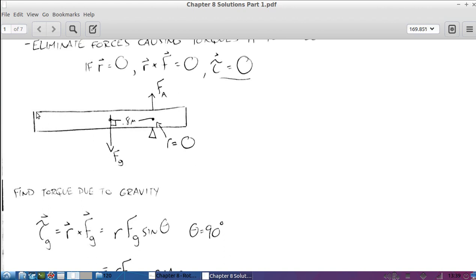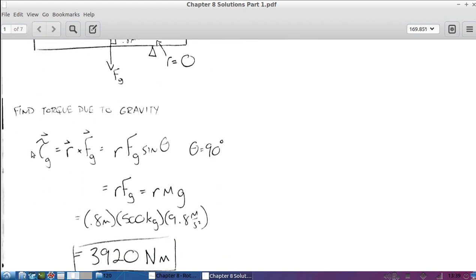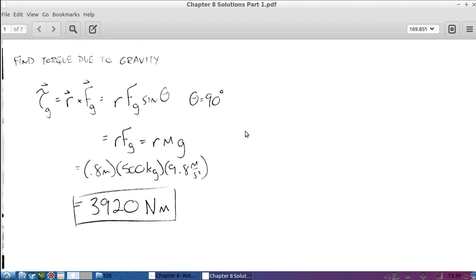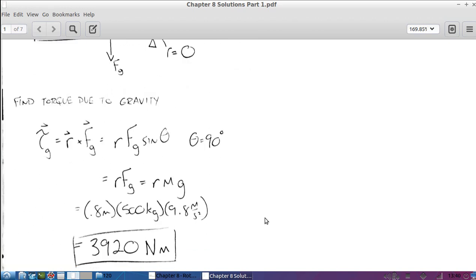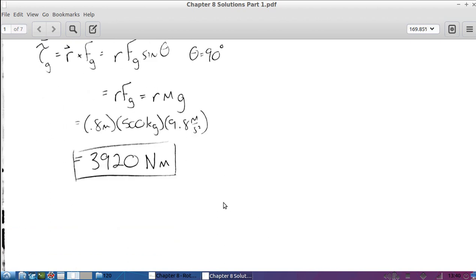So watch out for your WebAssign. You'll have gravity, and maybe you'll have a tension acting in a direction that's not perpendicular to its radius vector. So this won't always be 90, and then you may have more than one torque. We do the same process, apply the cross product, and just like Newton's second law, we add up the torques and have a net torque. Maybe they'd ask for the net torque, and then the individual torque due to some force.